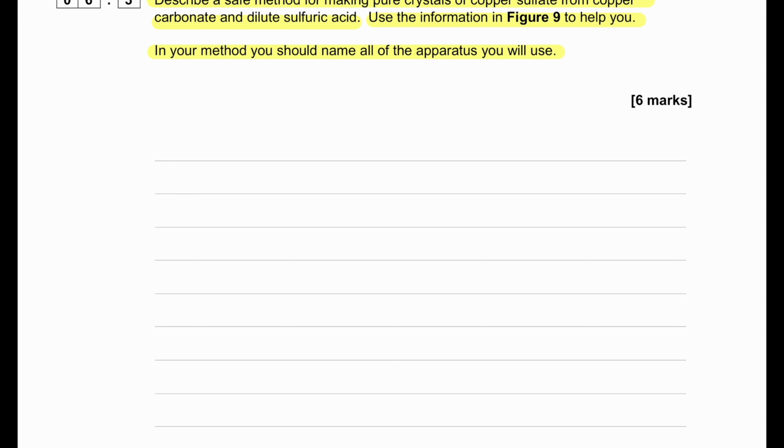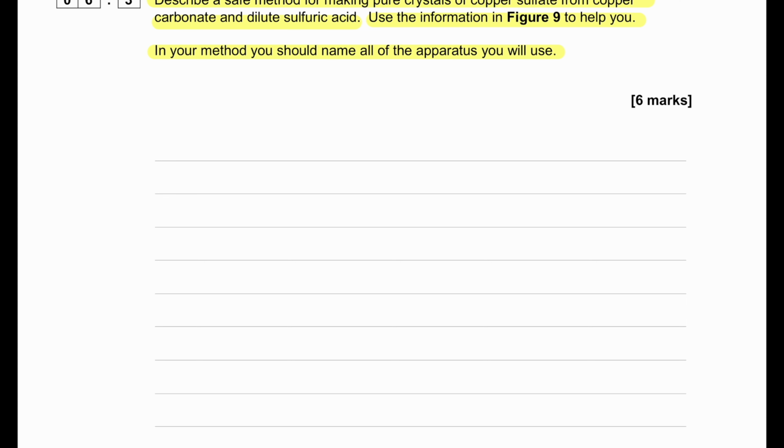We're going to heat it up until the water evaporates to the point where there is a crystallization point, okay? And then we're going to leave it to cool down. So what happens is that when it cools down, the solubility of copper sulfate decreases. At low temperature, it is less soluble in water. So some of the crystals will form.